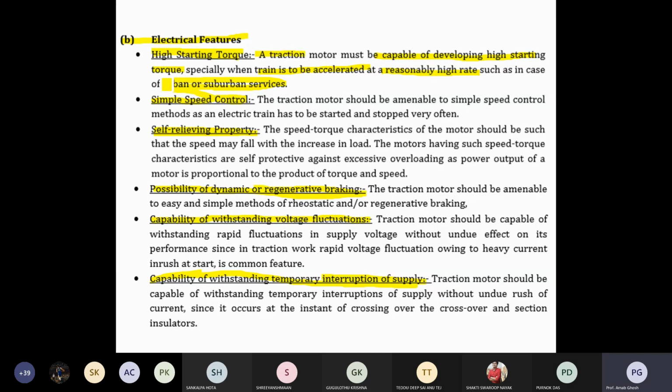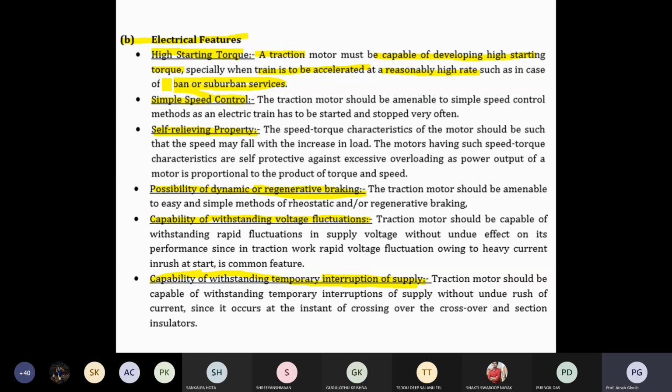Then simple speed control. If you use some complicated machine, it is difficult to control the speed. Basically, designing a complicated speed control algorithm and implementing it through a microcontroller or microprocessor based system is sometimes quite difficult. That's why we should focus on basic DQ control or basic scalar and vector control, which can also be easily implemented through a microcontroller board. That's why it is called the simple speed controlling method.